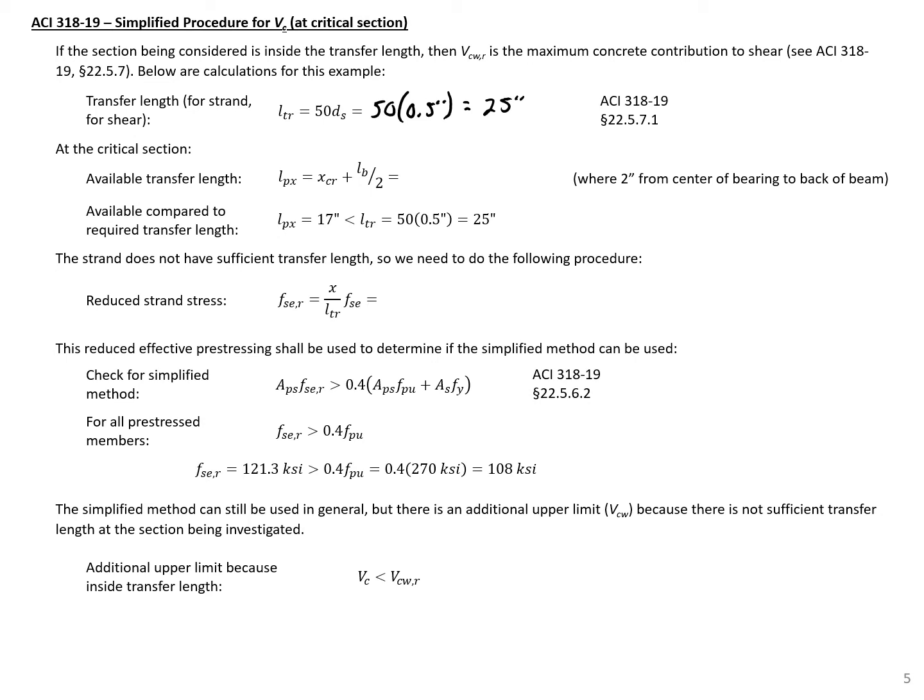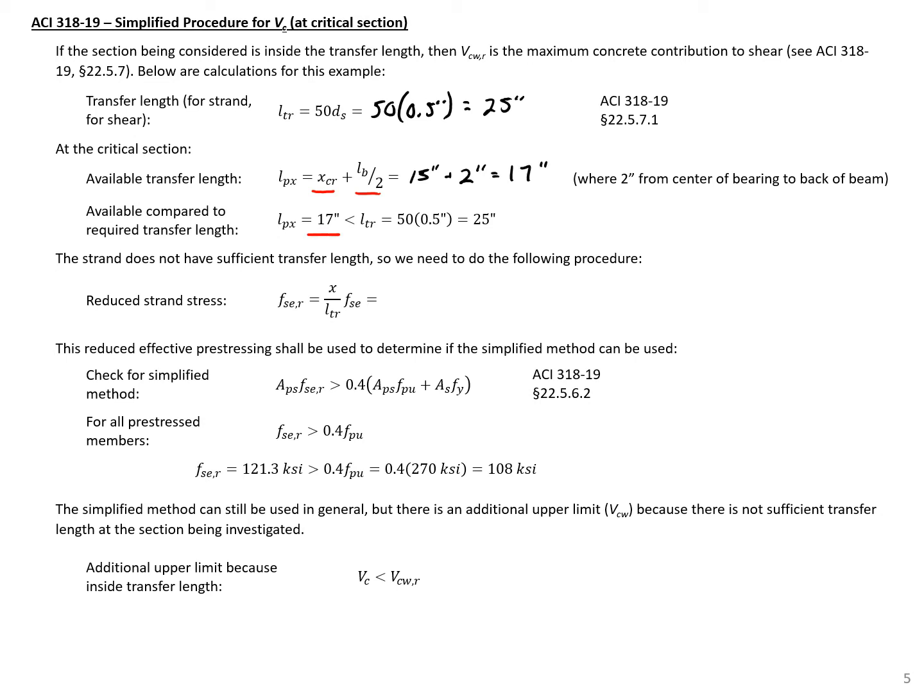So this is going to be equal to our X critical, which takes us to the center of our support, plus the distance between the center of the support and the end of the beam, which in our case is going to be LB over 2. Note that this distance might be a little longer if you have some of the beam hanging past the support bearing. So here we're going to have our 15 inches critical section plus LB over 2, which is 2 inches, so 17 inches.